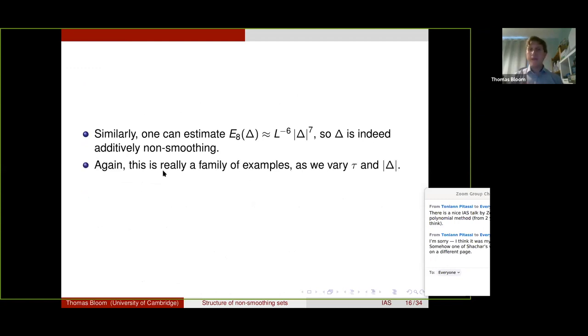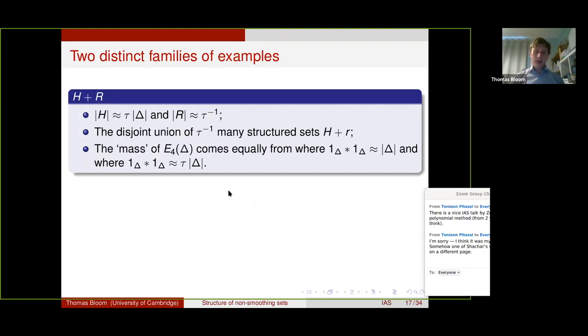And again, this is a family of examples because I can vary tau, or equivalently vary L, and take the disjoint union of a different number of pieces, and I get a whole family of different examples. Okay, so here's the key takeaway. There are two distinct families of examples of additively non-smoothing sets. The first looks like H plus R, where H has size tau times delta, and R has size tau to the minus 1. So this example looks like the disjoint union of tau to the minus 1 many structured sets, each of which is a random translate of the same H.